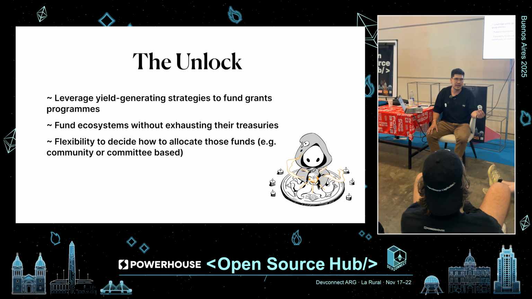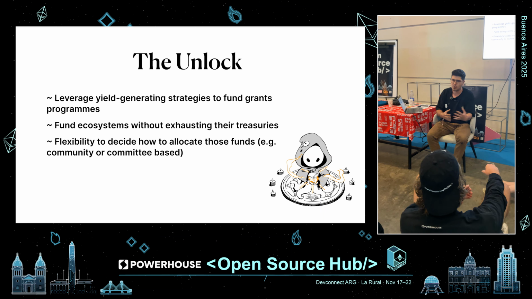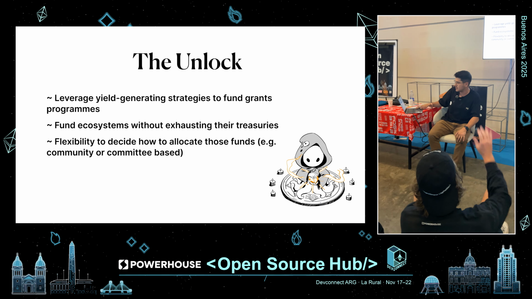Instead of only staking ETH and generating yield, maybe we can expand it to other yield generating strategies like DeFi, and use the DeFi to fund grant programs. Who would have thought? It's not a very genius idea, but someone had to build it, and that means funding ecosystems without exhausting treasuries, and also flexibility on how to allocate those funds. If you want to do community-based, more quadratic funding, you can do it. But if you want to still stay in charge, let's say with a committee or something like that, you can still do that.